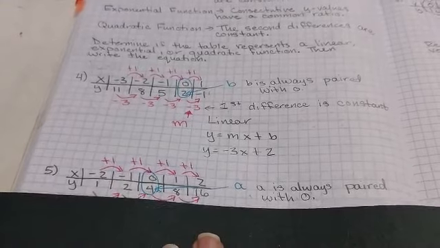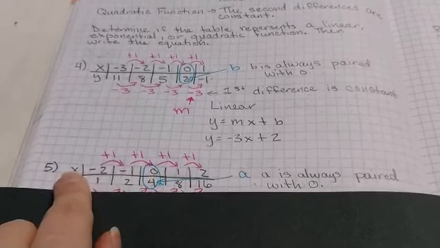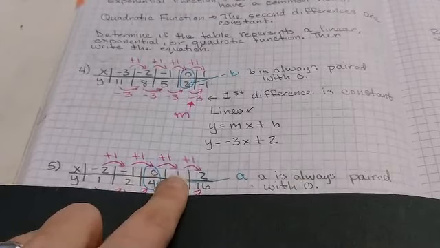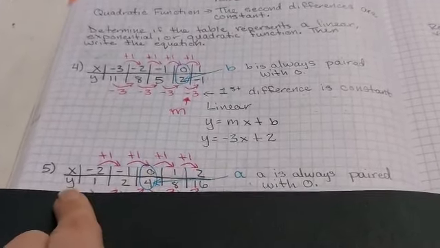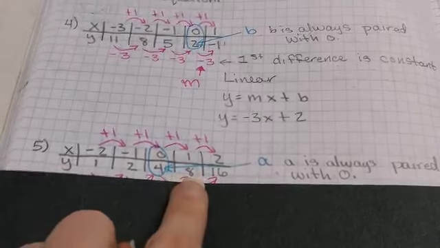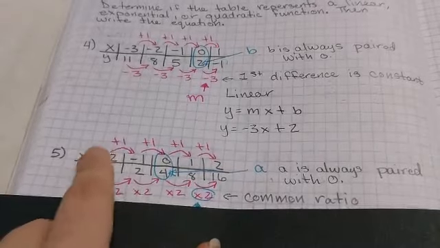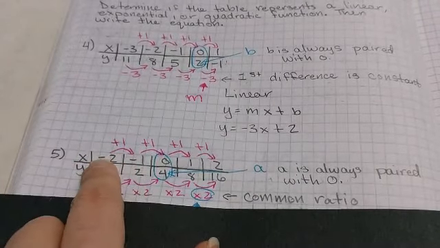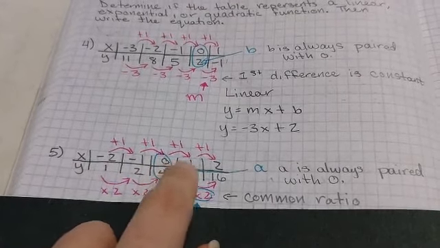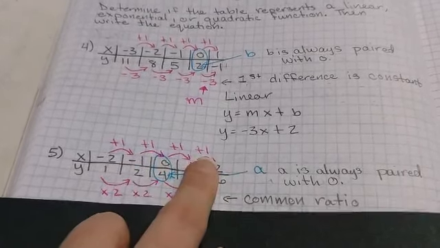Okay, number 2. I guess this is number 5. So our table has x on top: -2, -1, 0, 1, and 2. For our y values, we have 1, 2, 4, 8, and 16. I check my information first. My x's: -2 to -1 is add 1. -1 to 0 is add 1. 0 to 1 is add 1. And 1 to 2 is add 1. So my x's are all changing by 1.